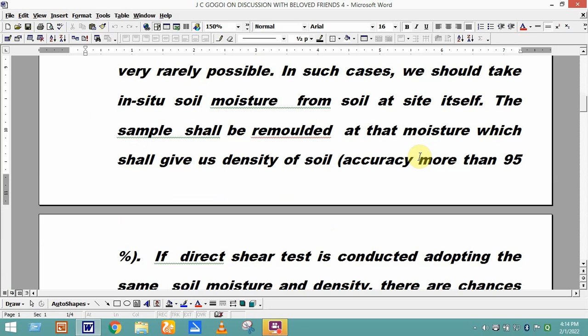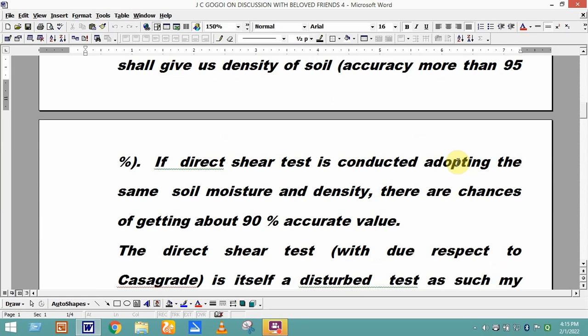But you see, direct shear values are around 95% accurate. If we conduct in this way at the actual moisture after remolding it, then we shall get 95% accuracy. In a direct shear test conducted adopting the same soil moisture and density, there are chances of getting 90% to 95% accuracy.